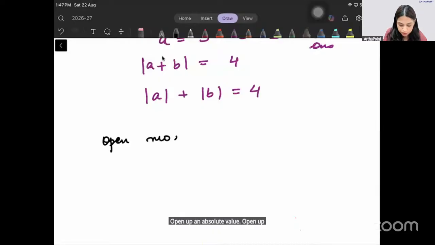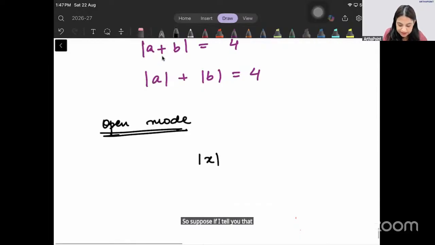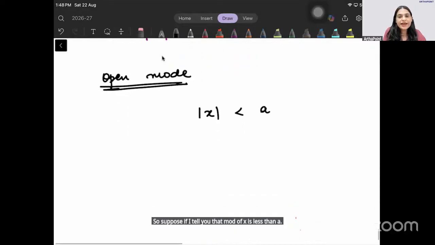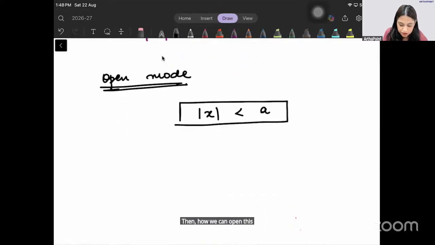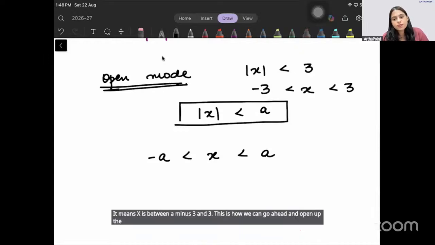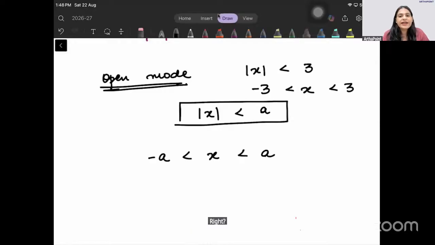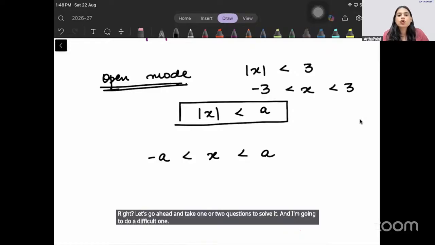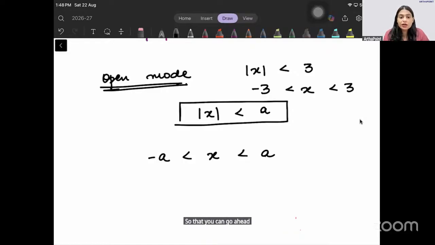Open up mod. Suppose I tell you that |x| is less than a, then how can we open this mod up? So this becomes that x is between -a and a. Suppose I tell you |x| is less than 3, it means x is between -3 and 3. This is how we can open up the modulus function, right? Let's take one or two questions to solve. And I'm going to do a difficult one so that you can learn from it.